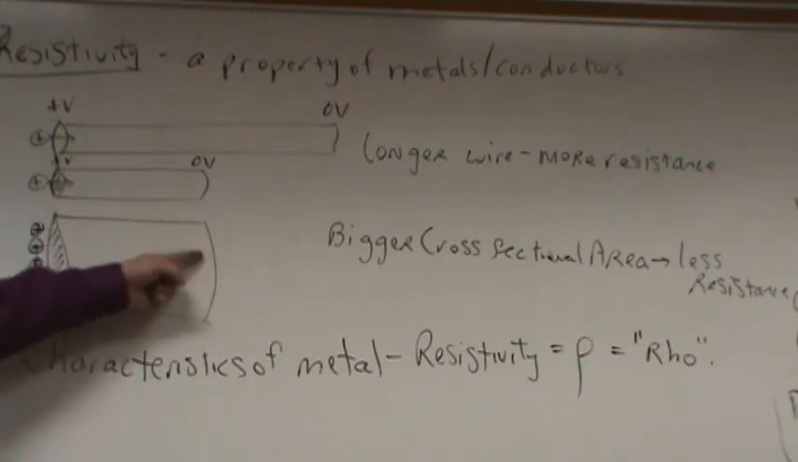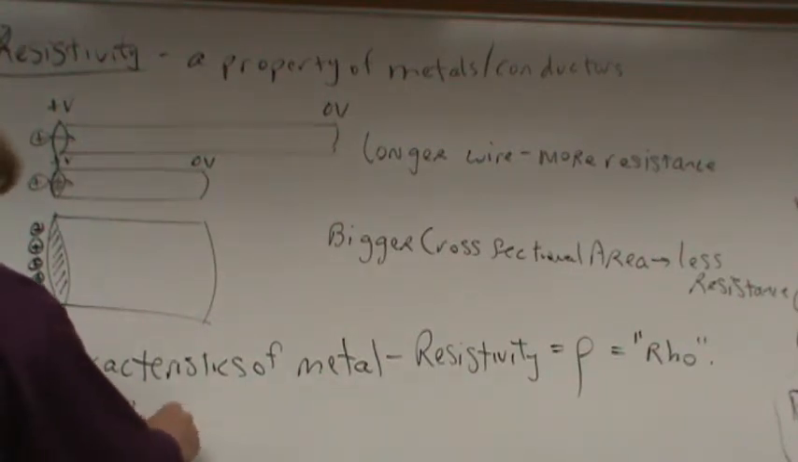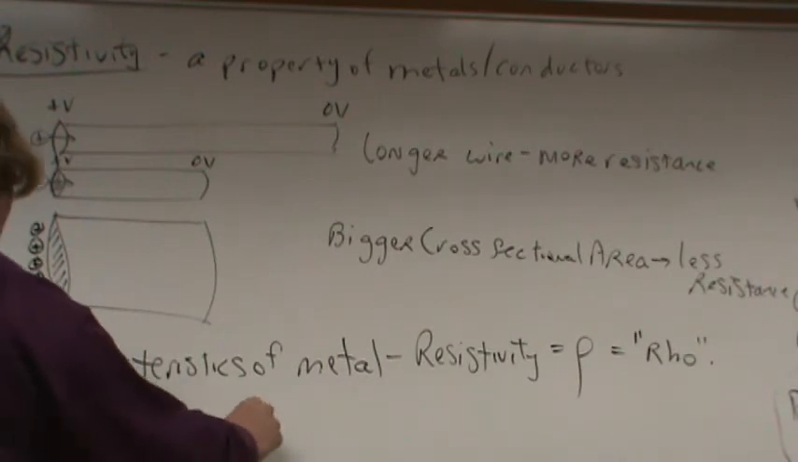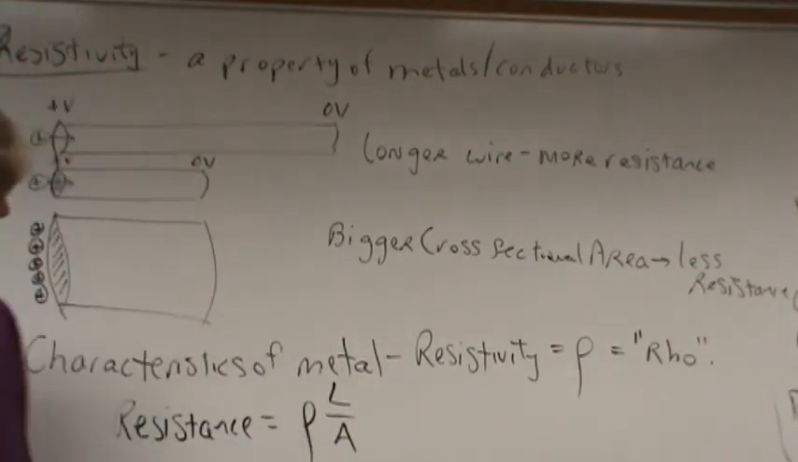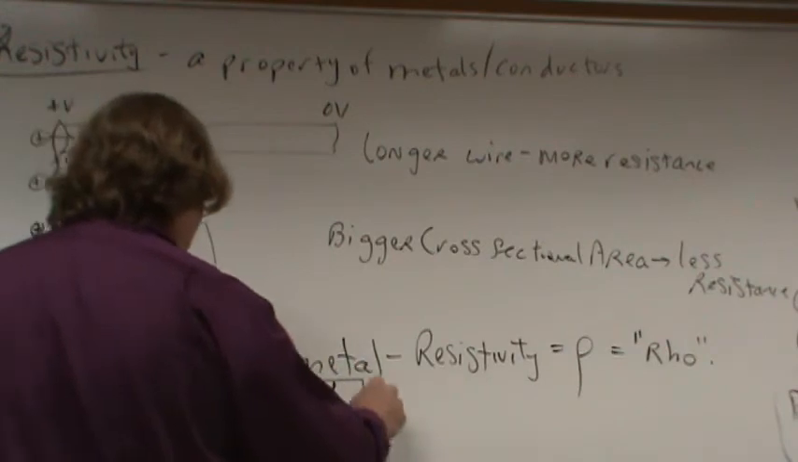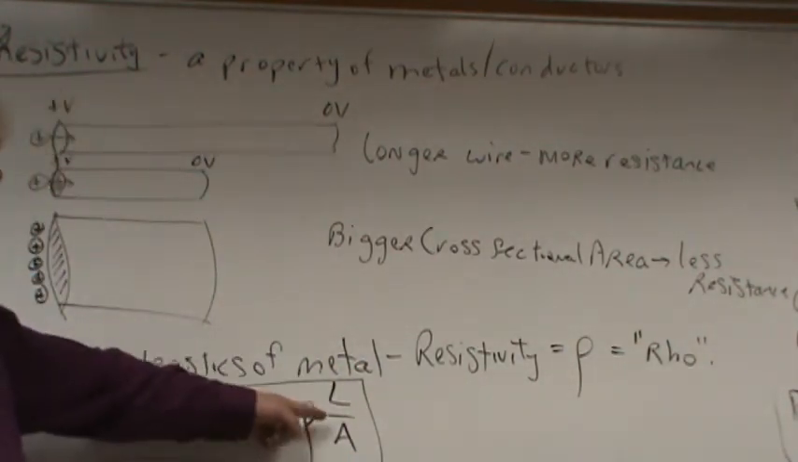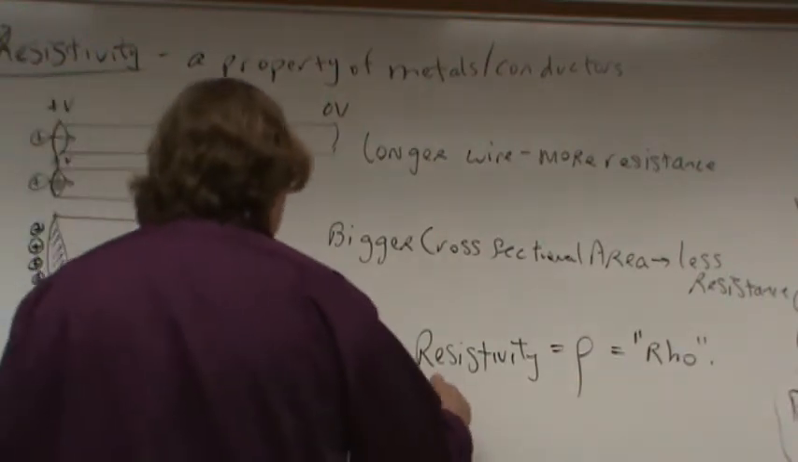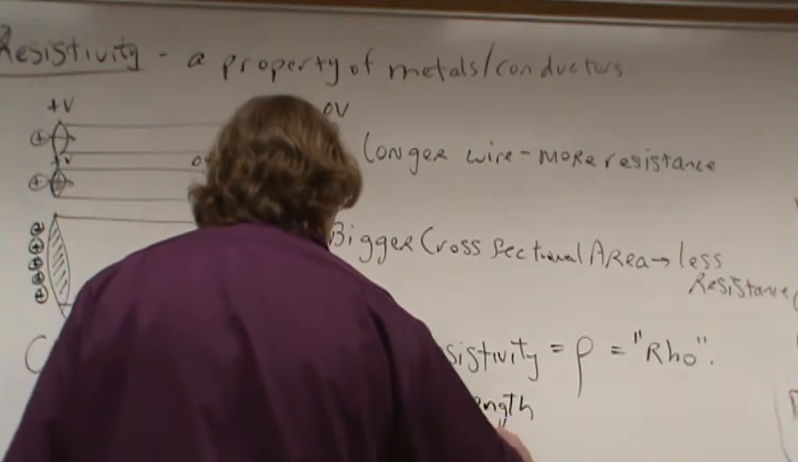And so these are the three things that the resistance of a wire or any conductor depends on: length, cross-sectional area, and resistivity. And so we get this equation. Resistance equals rho times L over A. The resistance of a wire is the resistivity times the length over the cross-sectional area, where L equals length and A equals cross-sectional area.